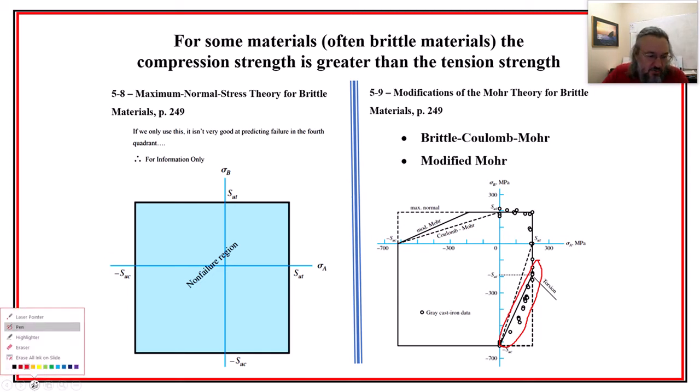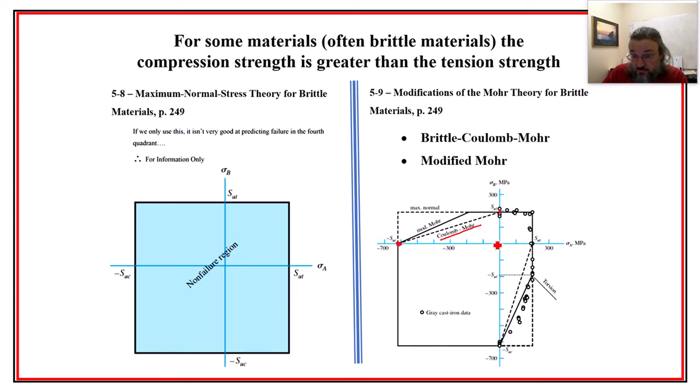So the two where we cut off the corners, let's erase this right here, are the brittle Coulomb-Mohr, and you could just think of that as the direct second cousin to the maximum shear stress theory. You'll see the Coulomb-Mohr goes from right here to right here. We just draw a straight line, just like we did with the maximum shear stress theory.